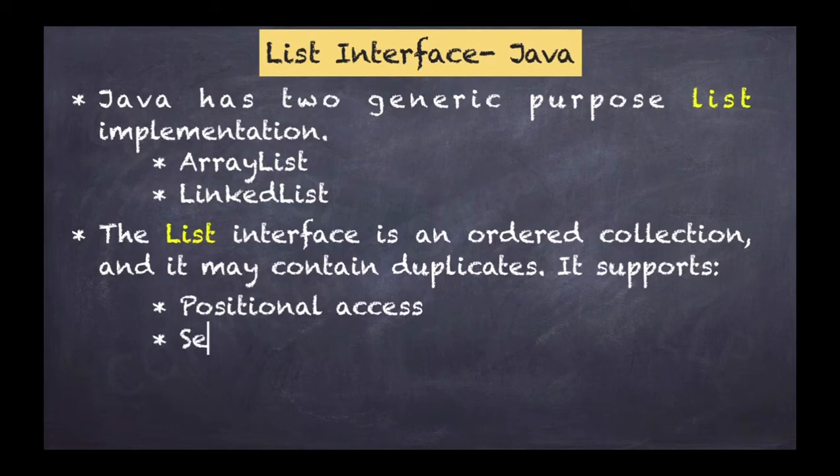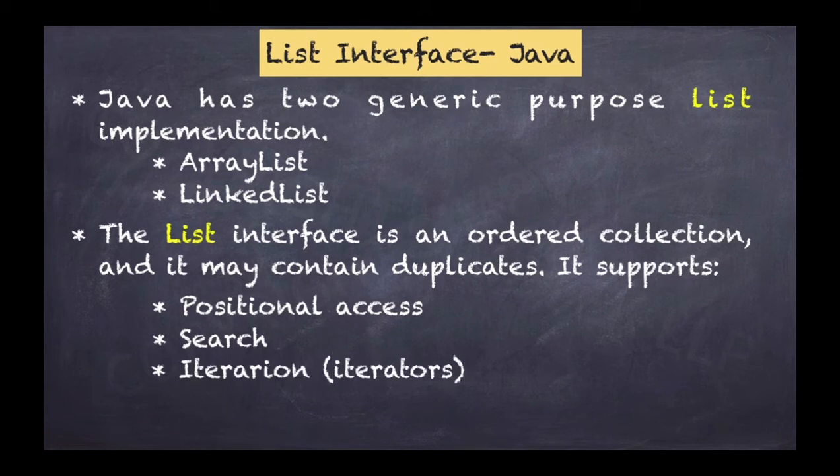The search method searches for a specified object and returns its numerical position. It includes indexOf and lastIndexOf. The ListIterator supports accessing elements in sequential nature. The subList method supports arbitrary range operations on the list.